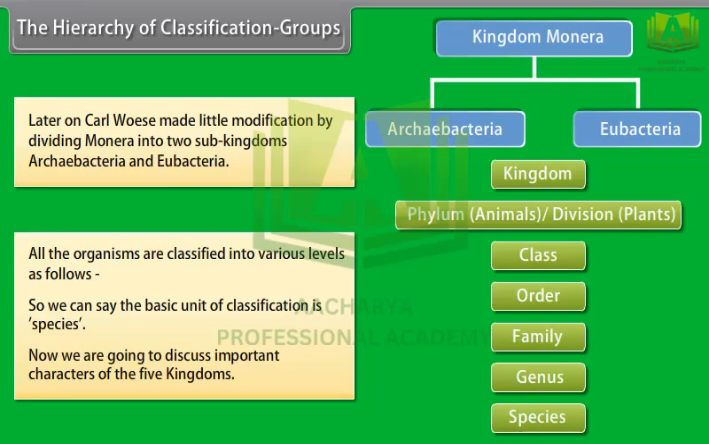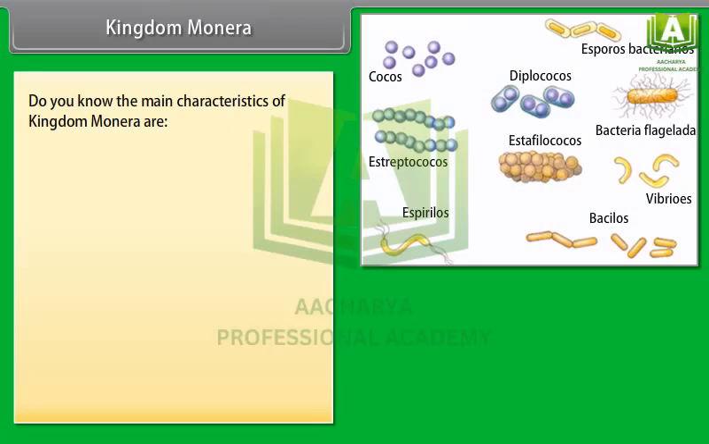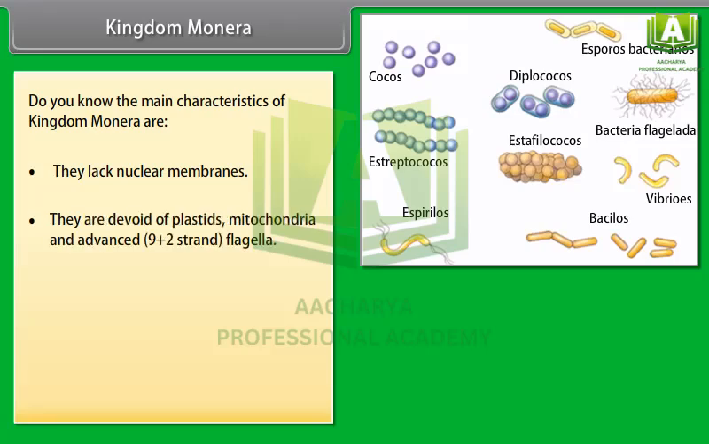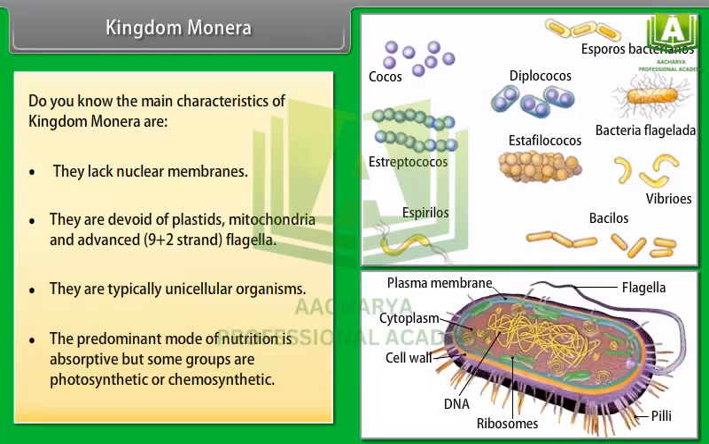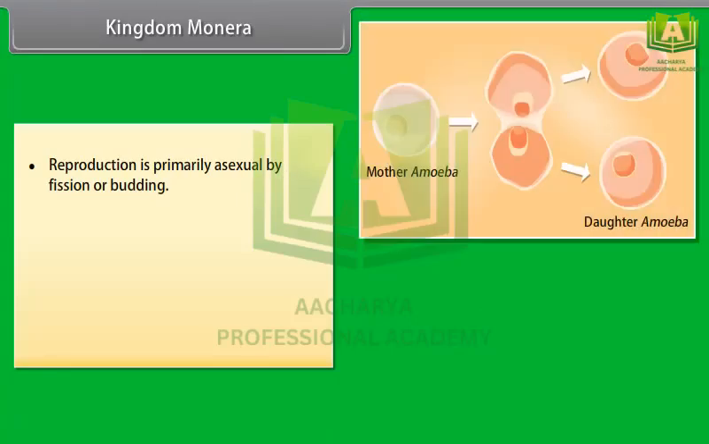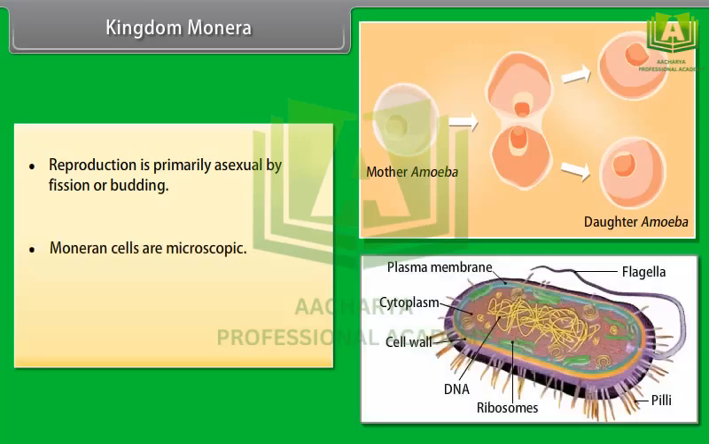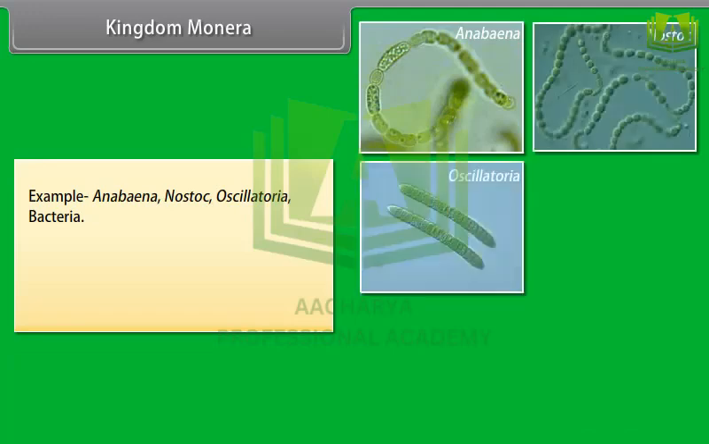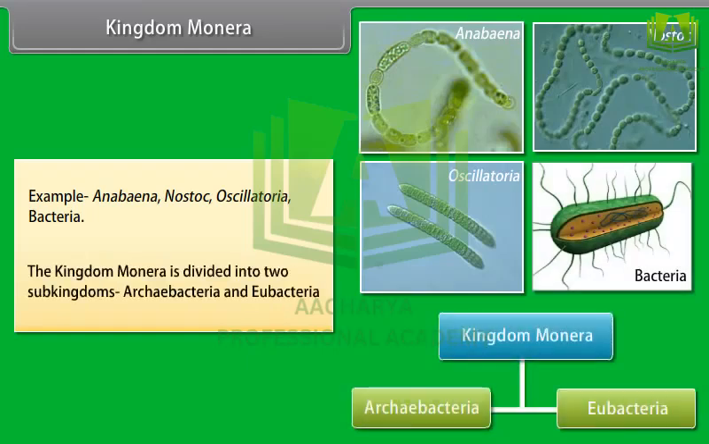Now we are going to discuss important characters of the five kingdoms. Kingdom Monera. The main characteristics of Kingdom Monera are that they lack nuclear membranes, and they are devoid of plastids, mitochondria, and advanced 9+2 strand flagella. They are typically unicellular organisms. The predominant mode of nutrition is absorptive, but some groups are photosynthetic or chemosynthetic. Reproduction is primarily asexual by fission or budding. Moneran cells are microscopic. Most organisms bear a rigid cell wall. Examples: Anabaena, Nostoc, Oscillatoria, bacteria. The Kingdom Monera is divided into two sub-kingdoms, Archaebacteria and Eubacteria.